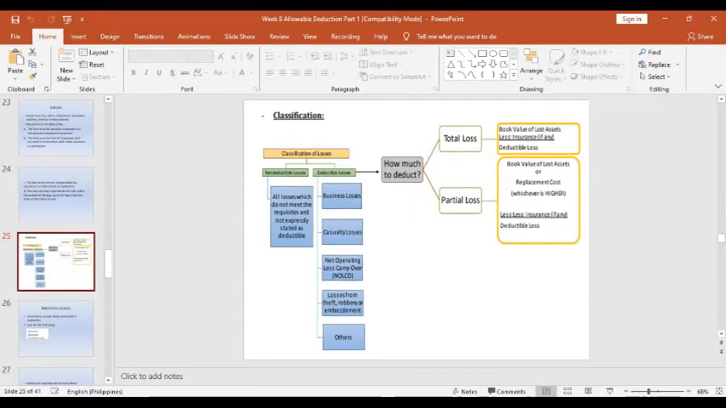If the deductible loss is a total loss or the whole loss, we must compute the book value of the lost asset less the insurance, if any. If the loss is only partial, we can get the book value of the lost asset or the replacement value, whichever is higher, then less the insurance, if any, and that will be the deductible loss.